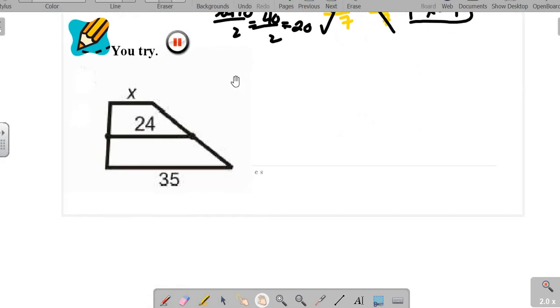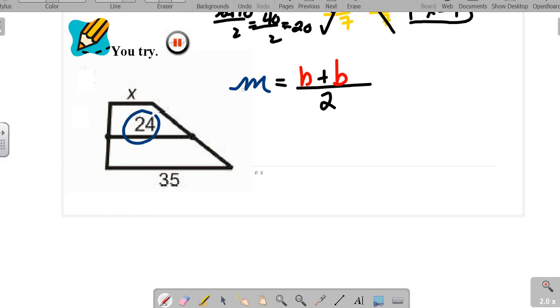Ready? This one you're going to do on your own. Pause the video and then restart. Welcome back. I hope you're in the habit of writing the equation median equals base plus base over 2. And in this case, circle, plug, chug, our median is 24. One base was x, the other base was 35.